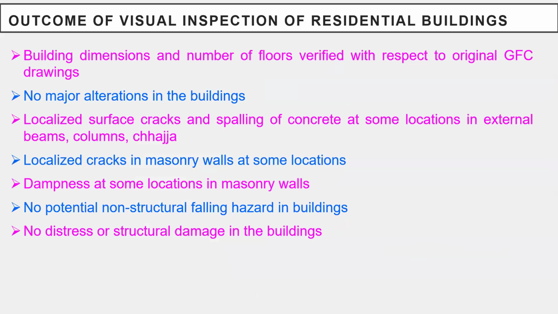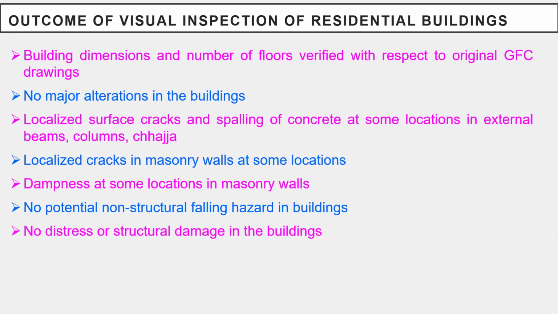As a first step, we have carried out the visual inspection of all these 79 structures. So what we have found? We found that the building dimensions and number of floors were verified with respect to the original construction drawings. Whatever was mentioned in the drawings matches with the original structure, and there were no major alterations in the buildings. That means the function and use of the building remains the same.